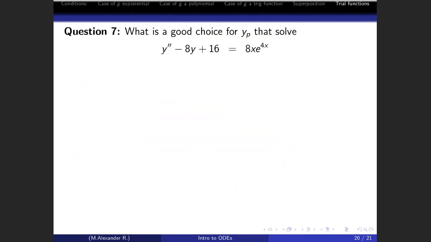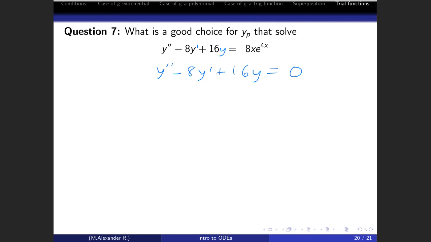So again, the task here is to make a good choice for the particular solution. All right, so now again, let's look at the homogeneous equation. So y double prime minus 8y. Oh, this should have been a prime here and a y here. So apologies for that. This should have been minus 8y prime plus 16y is equal to 0.